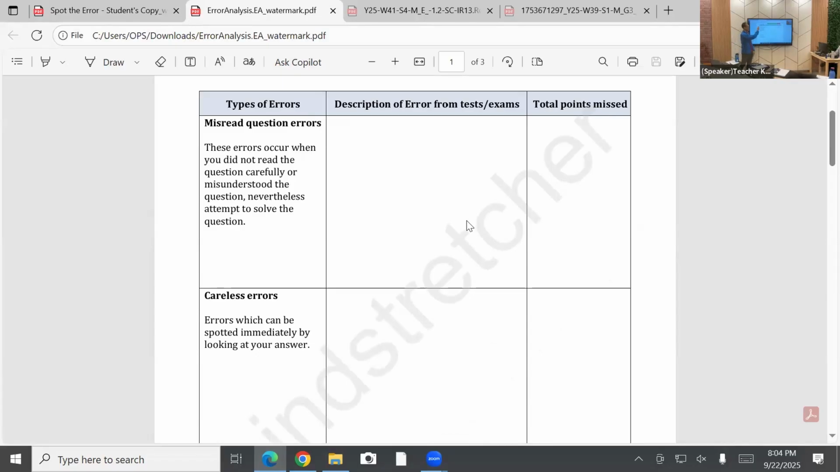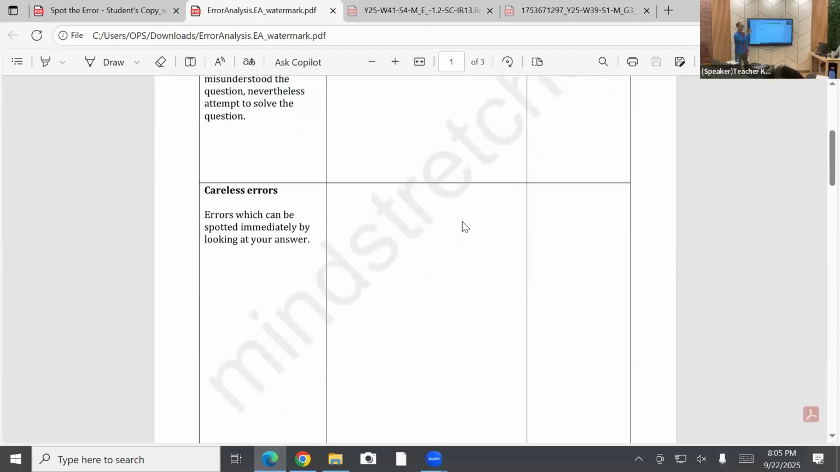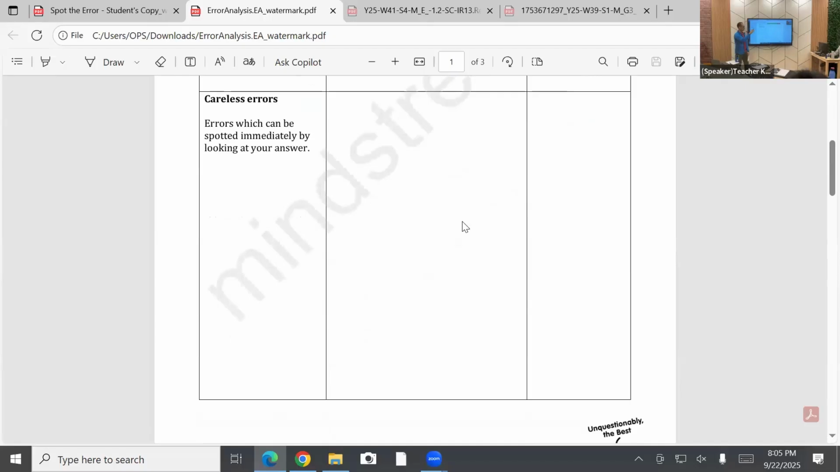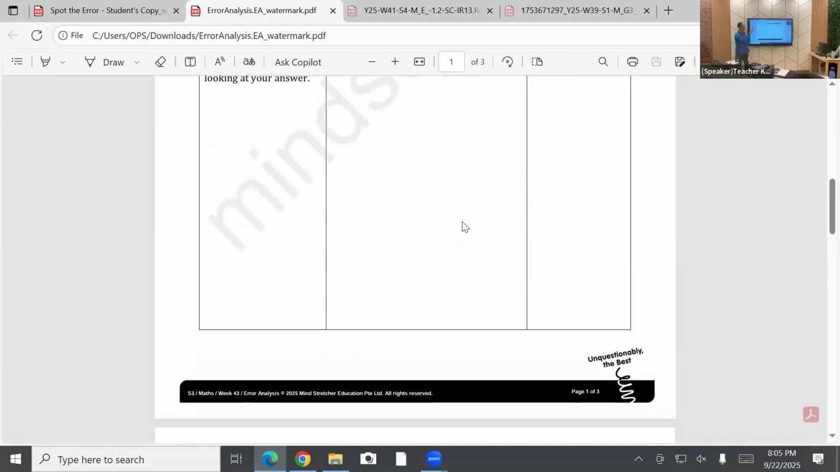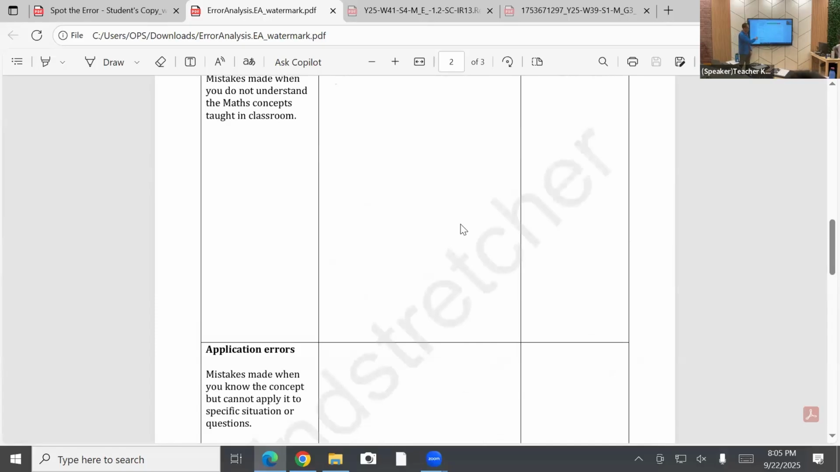Like, is it a misread question error? Okay, so this one we go into a bit more detail. But when I was going through just now, those few errors were more for those of you who are committing the more common ones, all right? But here we are actually going into the more specifics, right?